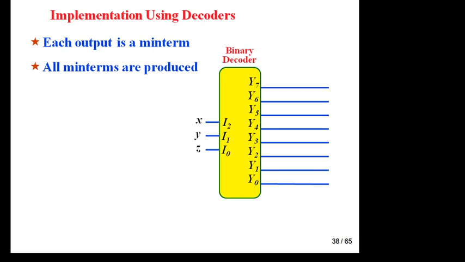Now suppose you have to implement any function by using decoder. What is happening? You are getting only product terms. Now you need to add all the minterms. In case of active high, to add all the minterms, you require one OR gate. Suppose this is an example.